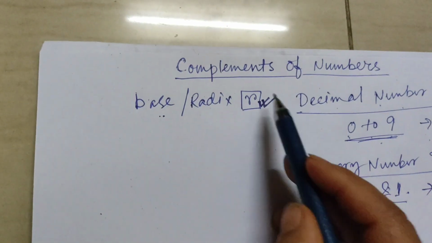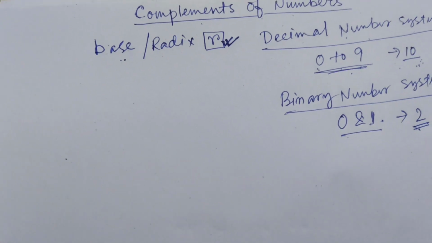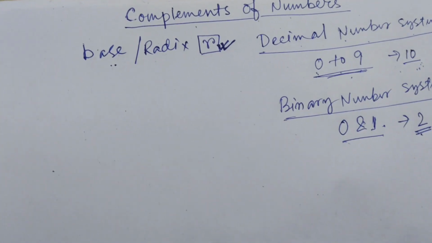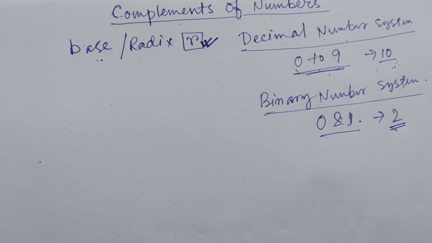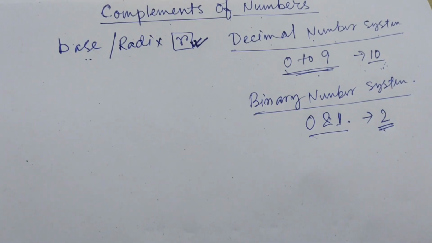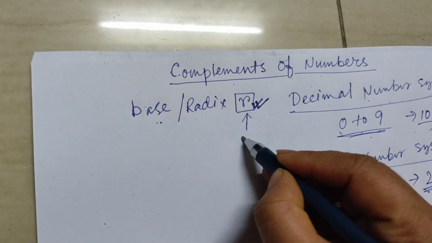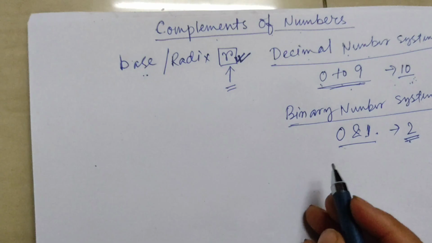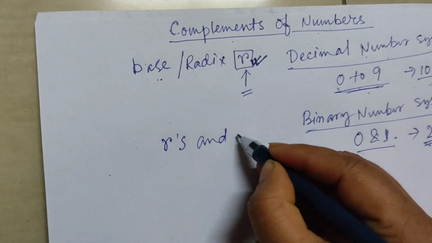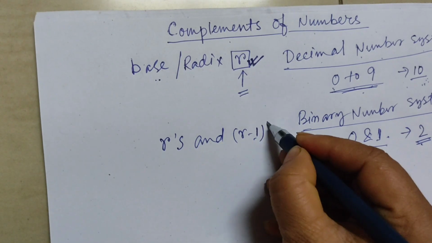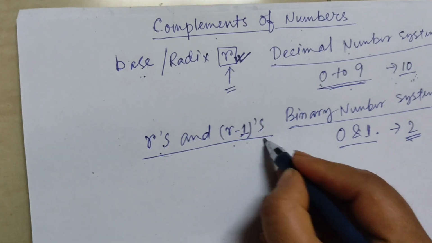Now when we are trying to perform the complements of a number, as I have said, complements are used in digital computers for simplifying the subtraction operation and for logical manipulations. Using that radix r, we can get the complements. Here there are two types of complements. One is called r's complement and another one is called r minus 1's complement.